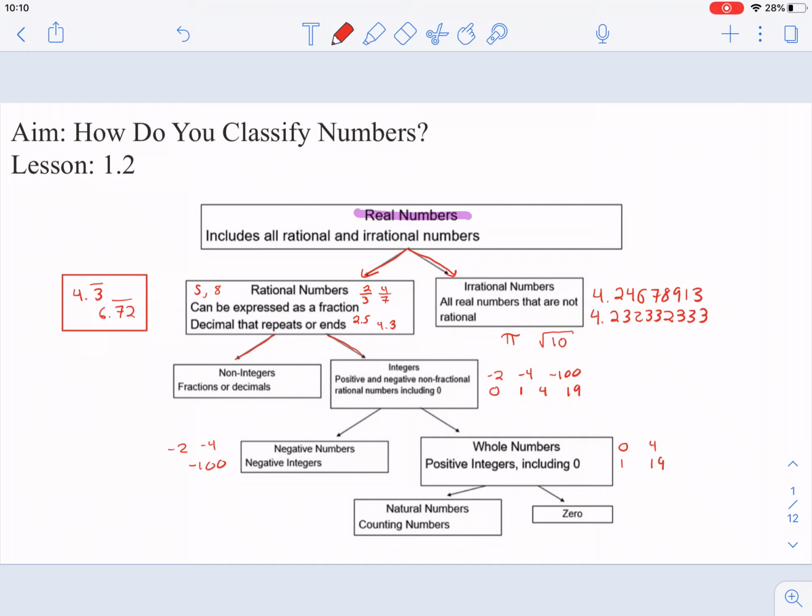Whole numbers can then be split up into two categories. They can either be 0, which is just 0, or the natural numbers, meaning the counting numbers, like positive whole numbers, 1, 2, 3, 19, 35. Those would be your natural numbers. Take a second to make sure you have this chart and the examples written down.